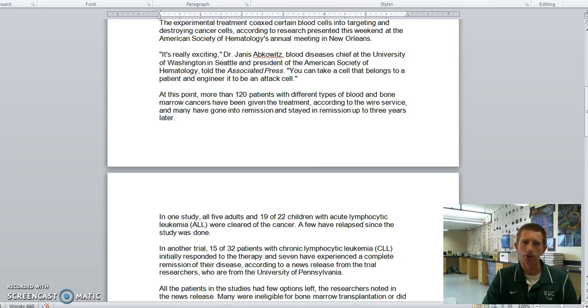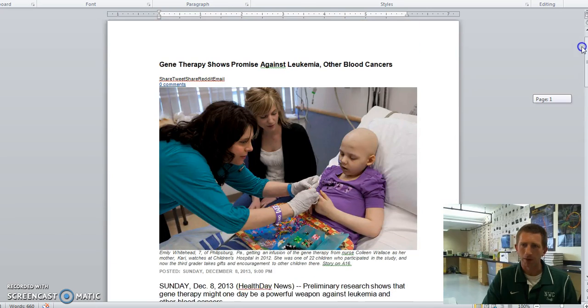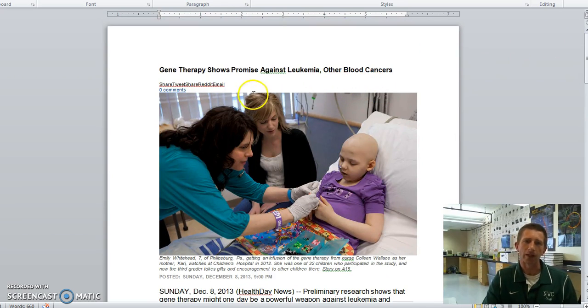And then they're also, oops, I didn't have this one set up. Here we go. And then they're also using it to fight cancer. So gene therapy shows promise against leukemia and other blood cancers. So this is December 8th, 2013, Health Daily News.